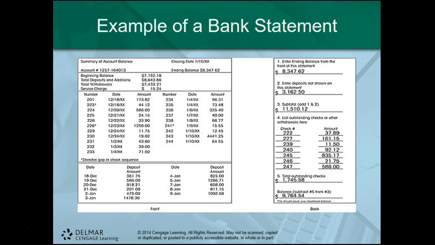So here's an example of a bank statement, and it kind of gives you the beginning balance up here, and then deposits, and then withdrawals, and then the service charge for that account. And then over here is a reconciliation.